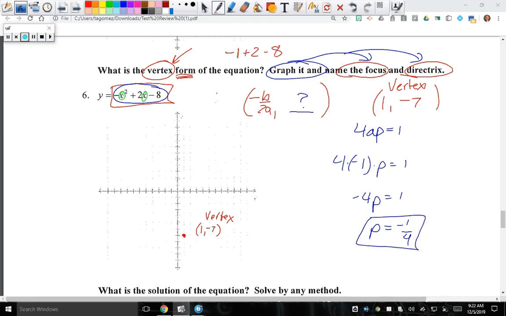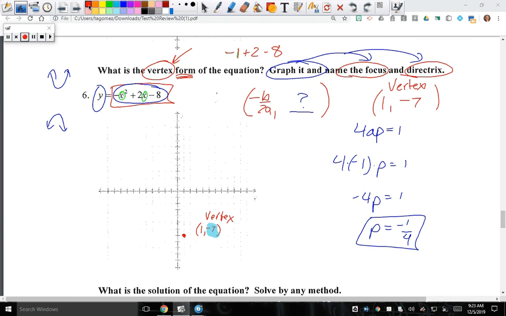Okay? Negative means it's either going to go left or down. This was a vertical parabola because it's y equals x squared. So from this vertex, we're going to go downward from this. And we're going to go down negative 1/4. Are you with me? So if I go further down from the negative 7 that I'm at right now, let me try that again. Am I going to subtract a negative 1/4 or add negative 1/4? I'm going to add negative 1/4.